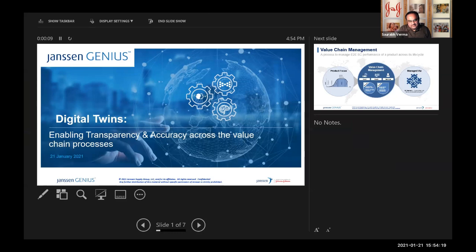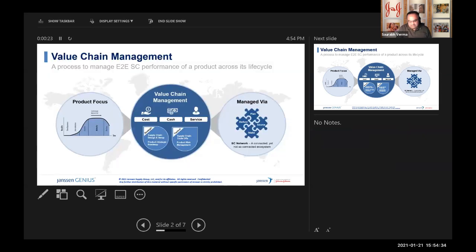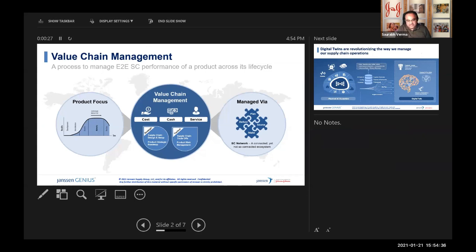Digital twins, and what I've done is basically contextualize it in a very specific area of value chain management, which is the supply chain process. Before joining pharma, I thought value chain management was a continuous process, but in Janssen, and particularly in Johnson & Johnson, we see value chain management as a different process, not just managing supply chain operations through the plan, source, make and deliver functions, but also taking an end-to-end view from the product perspective.